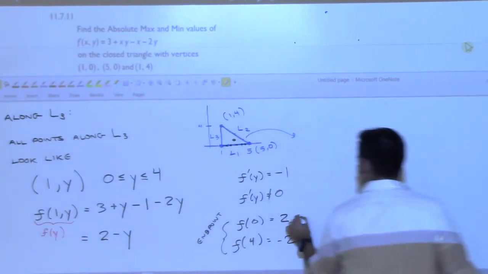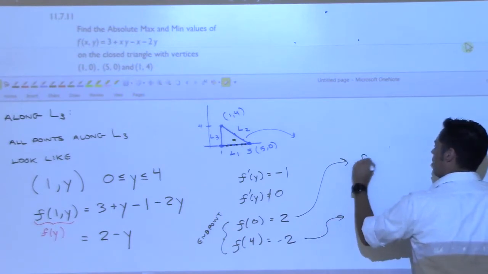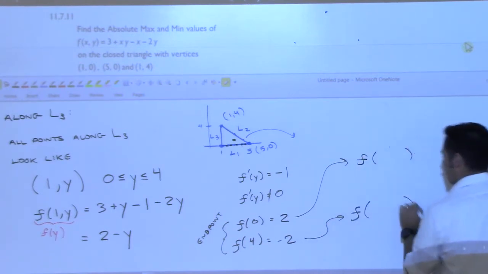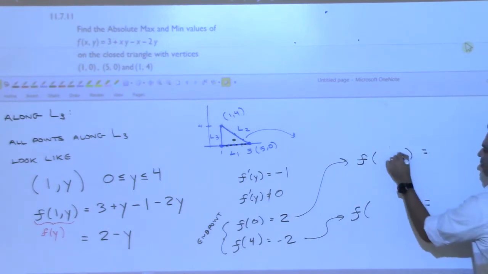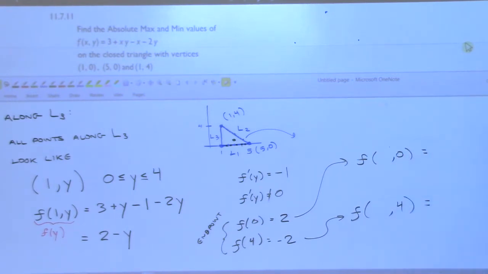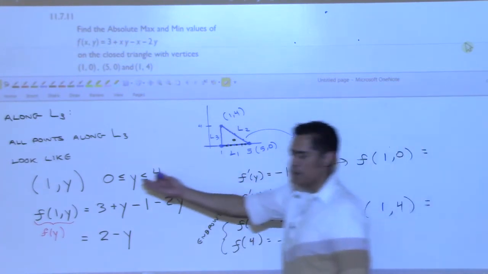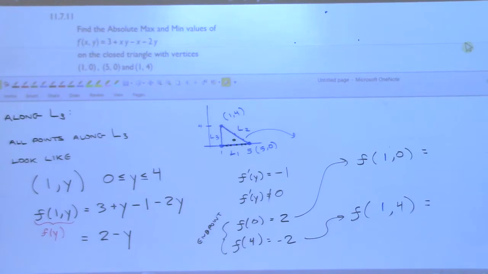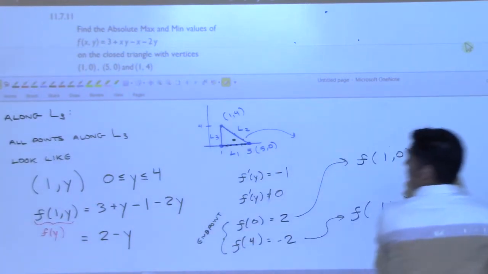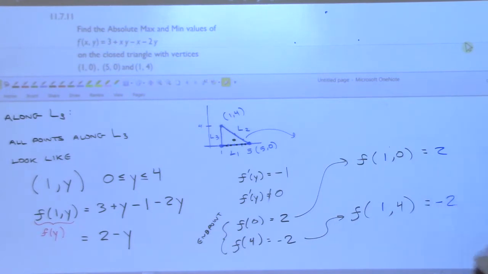So can you tell me now from these two what those are on our function of two variables? We know that those are the y coordinates, so 0 and 4 here, but what are the x coordinates? Yeah, because we're on L3, it's 1, right? I mean, we knew that to begin with. So if you plug those in, we already have those. 1, 0 was 2, and 1, 4, I thought we had 1, 4. We did, didn't we? It was -2, but I didn't add those other ones to our list earlier. So this is 2 and -2.